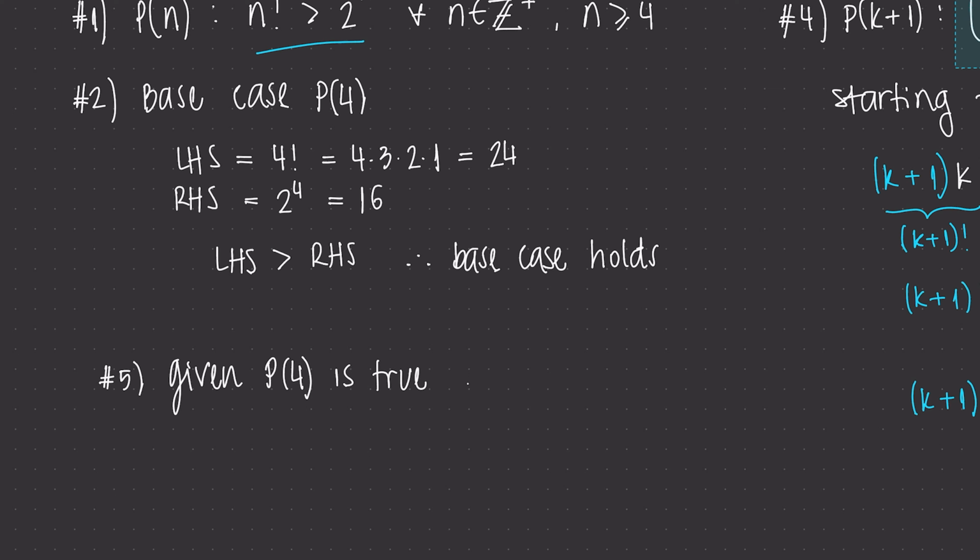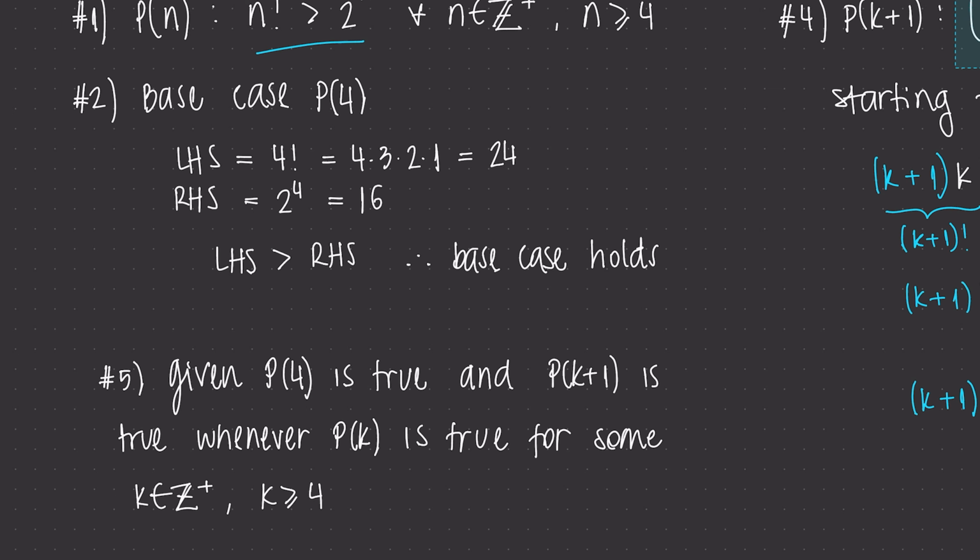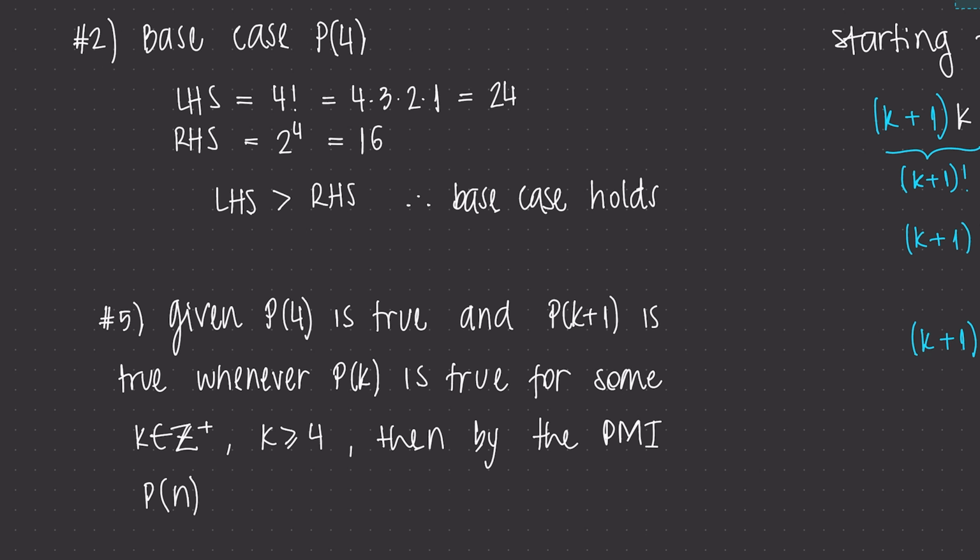Given that p of 4 is true and p of k plus 1 is true whenever p of k is true for some positive integer k greater than or equal to 4, then by the principle of mathematical induction, we can state that p of n is true for all positive integer n's greater than or equal to 4. And there you go.